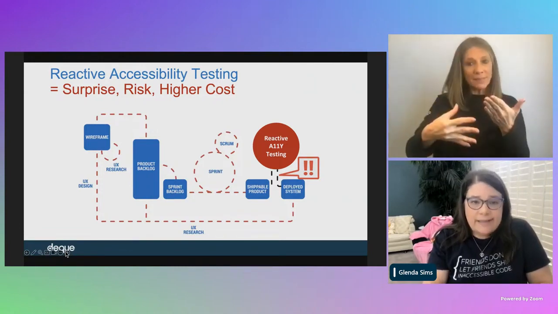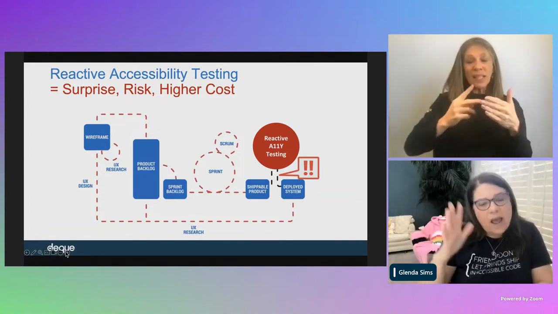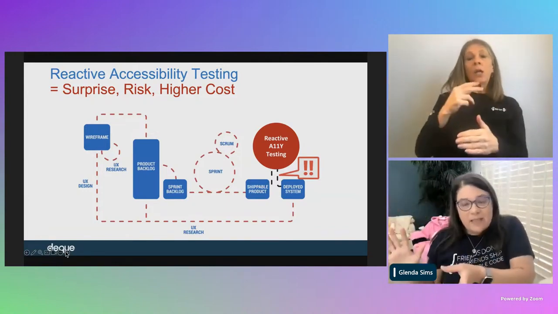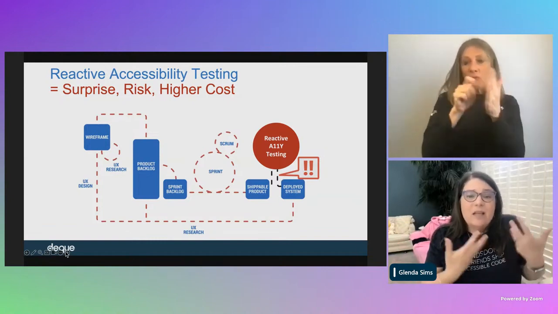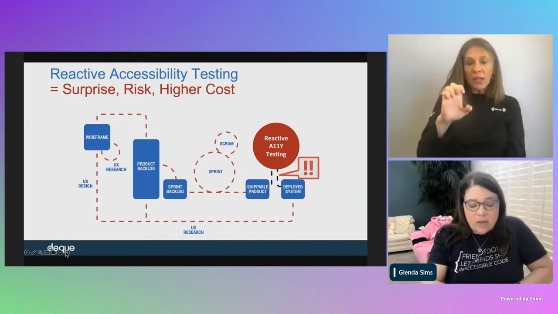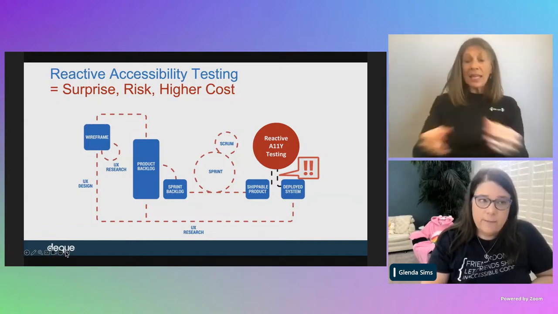That surprise testing at the end just jams up the system. You didn't plan to have to go spend extra time fixing bugs. You didn't mean to write inaccessible code in the first place. It just slipped through. And so that reactive testing at the end is more expensive.